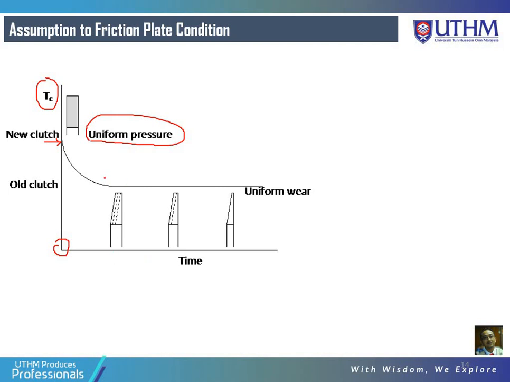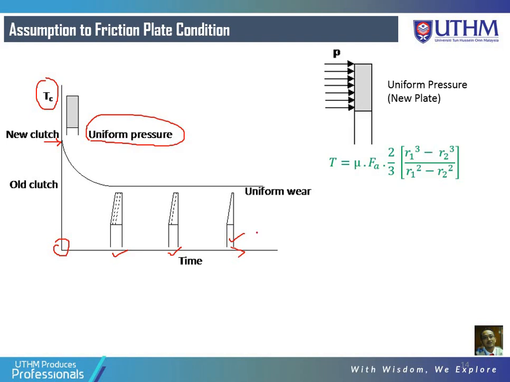Whereas on the uniform wear, over time the friction plate will continue to wear off at a certain area over here. After years of operation, the friction plate will continue to have wear and tear. This is the assumption of uniform pressure, a new plate. We assume that all the points over here have uniform pressure.